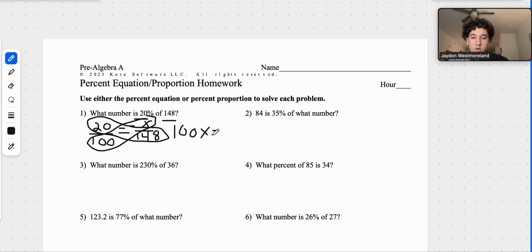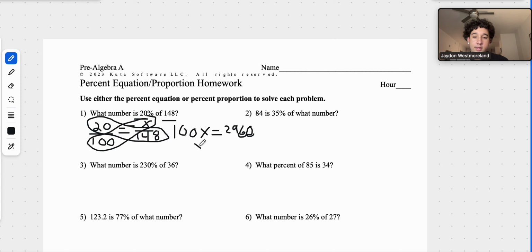Okay. 20 times 148 equals 2,960. And then here we're dividing by 100. And anytime you divide by a base 10 value, it's just a decimal move. So dividing by 100 is the same thing as moving the decimal place 2 to the left here.